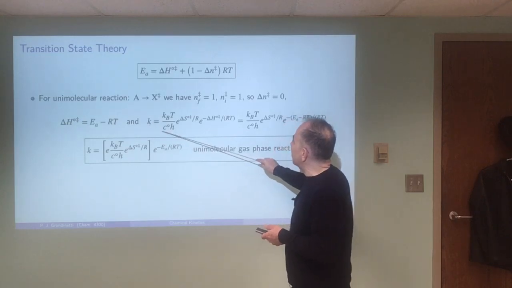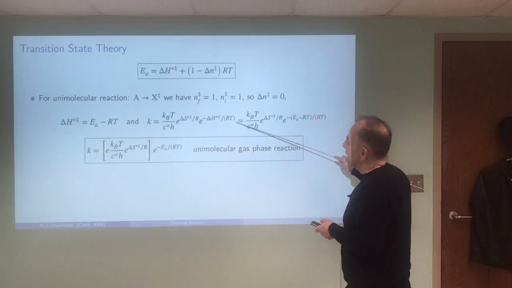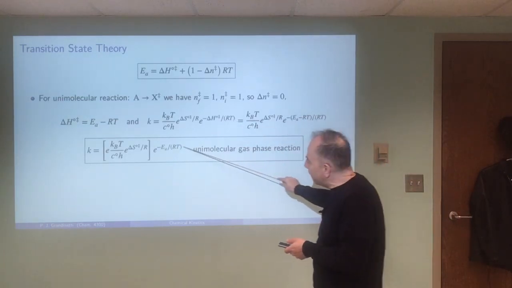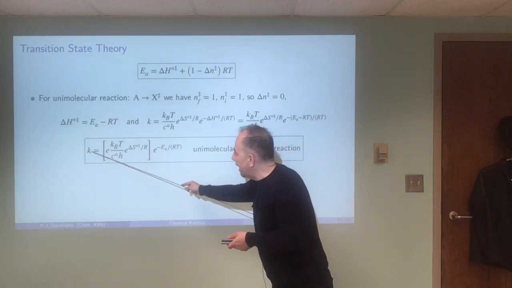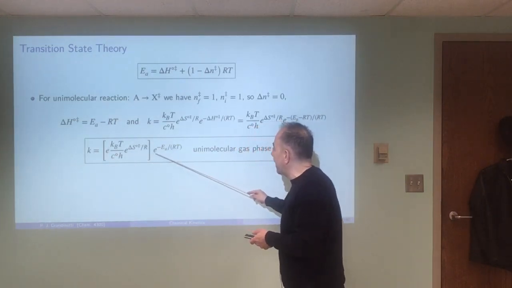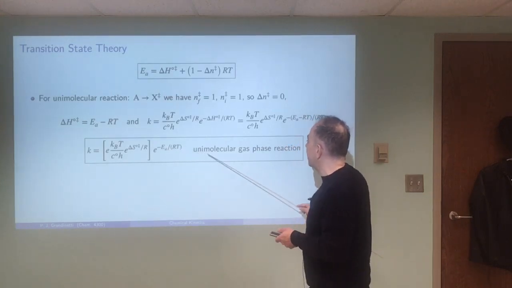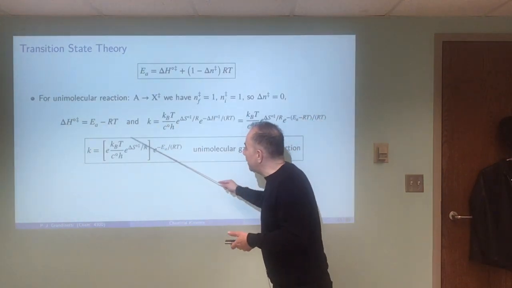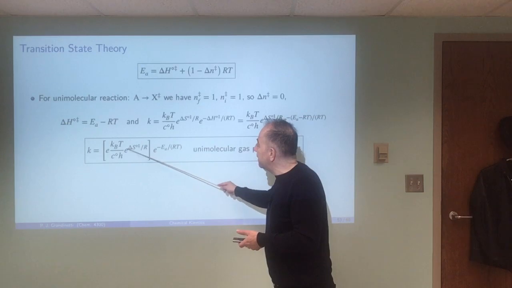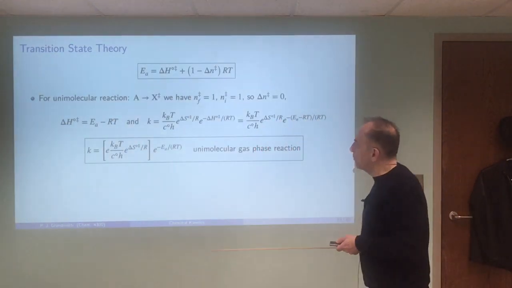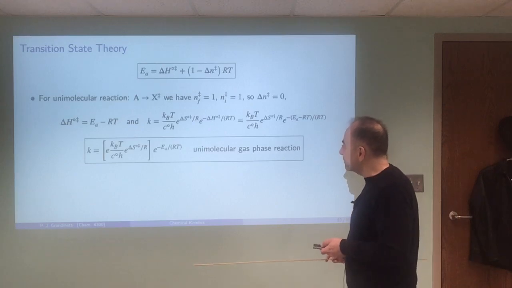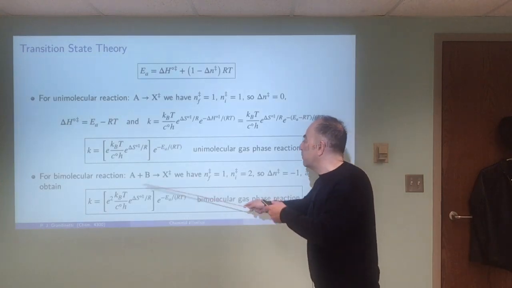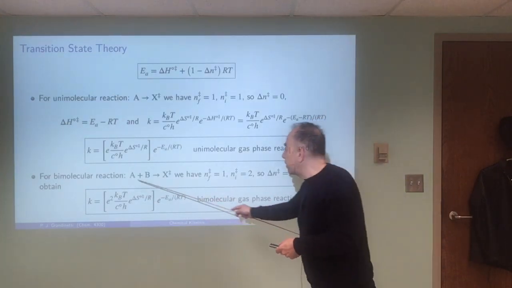That means that the k expression becomes this here, and we can then simplify this a little bit more, and we finally end up with this expression where k is equal to a pre-exponential term times e to the minus EA over RT. This is what we predict for the Arrhenius-like behavior, but now our pre-exponential term depends on temperature and the entropy change for the formation of the transition state. So let's take a look at that in a little bit, and we'll look at this example in a little bit. And we'll look at the bimolecular reaction.